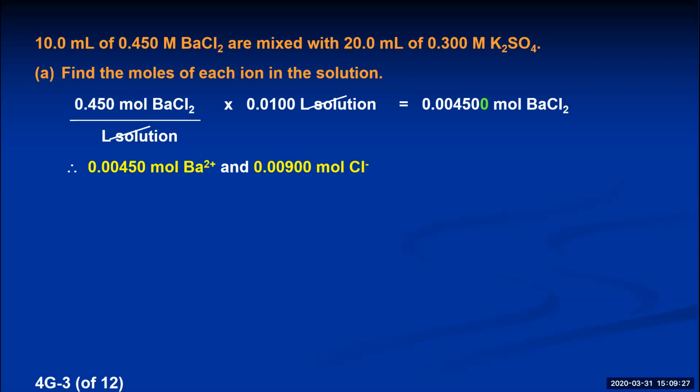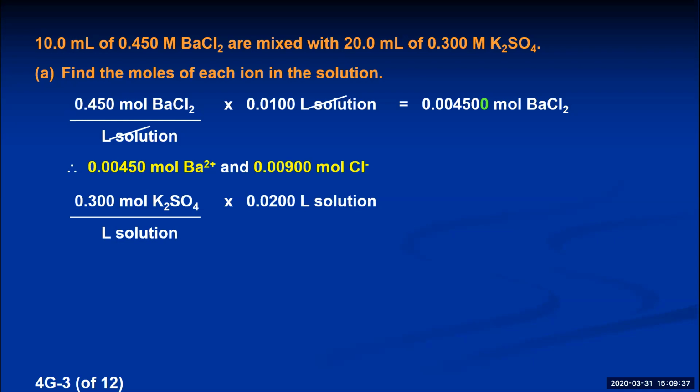Now on to the potassium sulfate component. It was 0.300 moles of potassium sulfate per liter, and we had 20 milliliters of that solution, so converted to liters, that would be 0.0200 liters. Liters cancel out, and that's going to give us the number of moles of potassium sulfate that were in that original 20 milliliter solution. If we mix it with 10 milliliters of something else, though, we're not adding any more of it, so there's still going to be 0.00600 moles of potassium sulfate once the 10 and the 20 milliliters have been mixed together to make a total volume of 30.